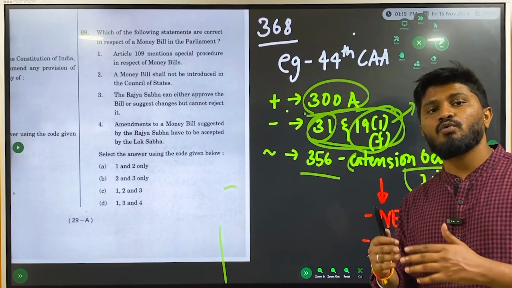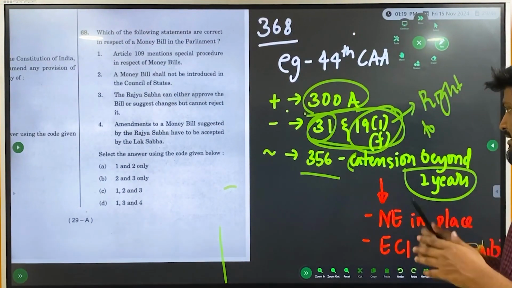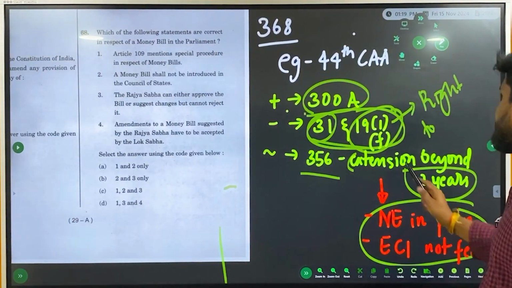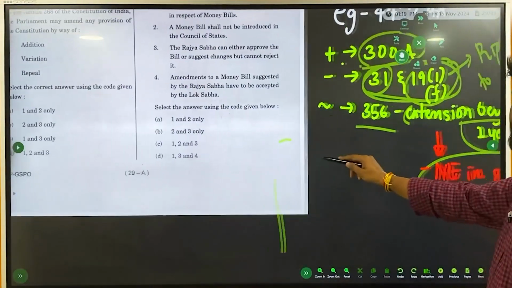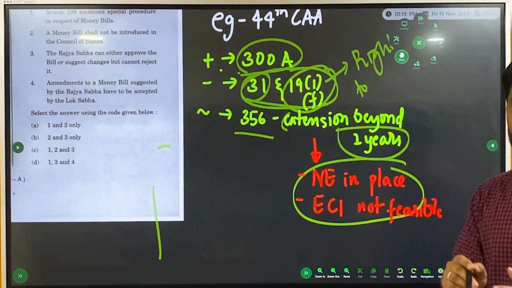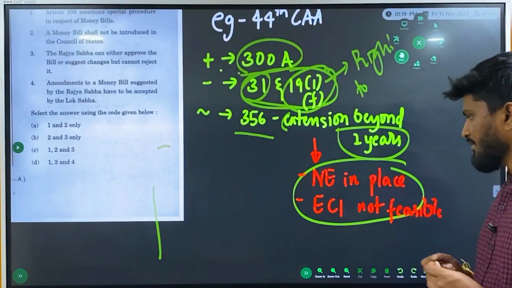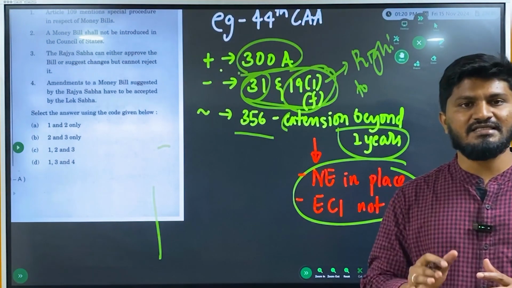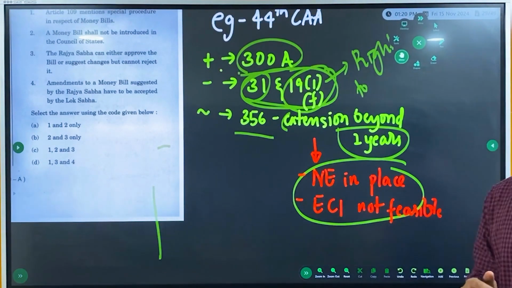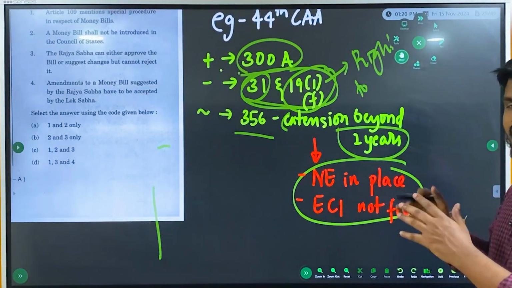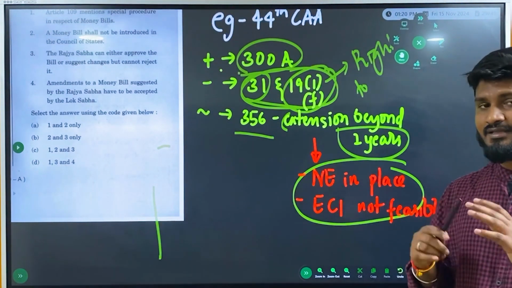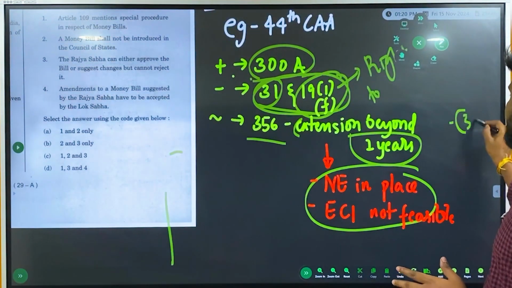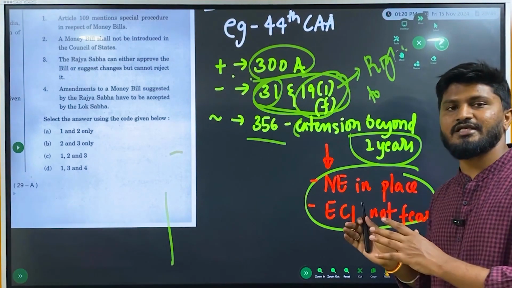After 6 months, after 1 year, if you want to continue the President's rule in a particular state, you have to meet 2 conditions. National emergency is already in place in that particular state, and the second condition is the Election Commission of India should say that it is not feasible to conduct elections at the moment. If those two conditions are met, then the President's rule can be extended beyond 1 year. But the maximum time period is only 3 years, and after 1 year you have two extra conditions that it has to satisfy.